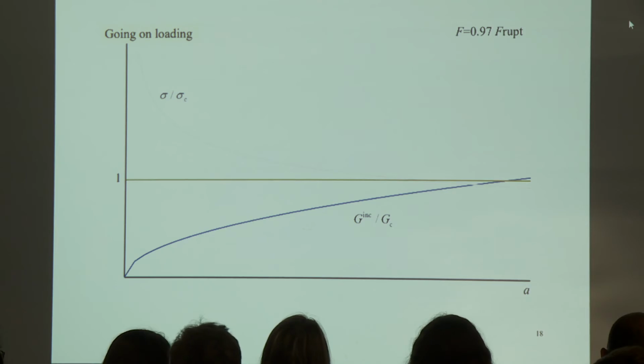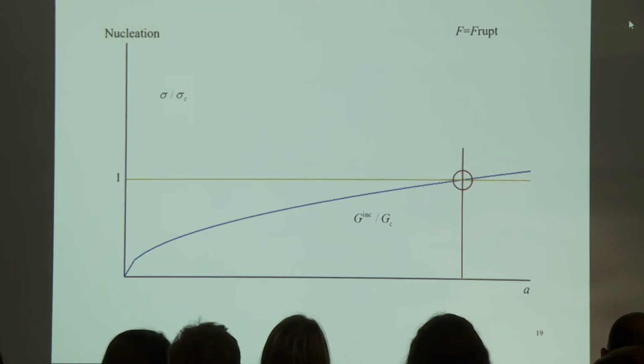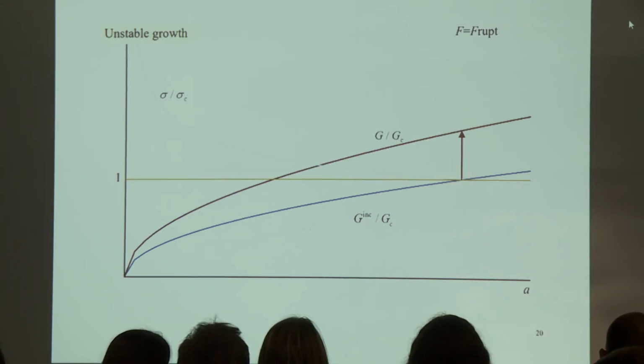If we increase again the load, then at the moment we get this point where the stress condition and the energy condition are fulfilled. This means that for this load, the crack jumps from here to here. And then there is a crack, we can consider G, and you see that at that point G is bigger than GC. It means that the crack initiates by a jump and then grows in an unstable manner, okay?